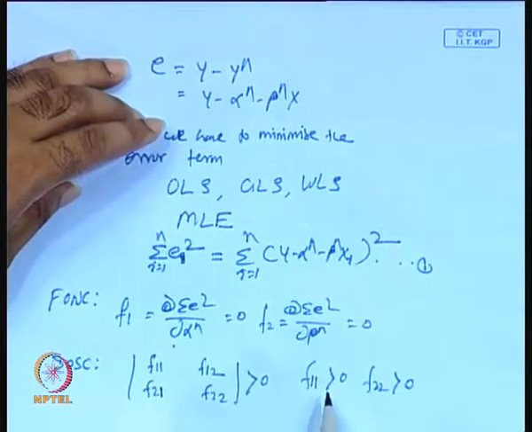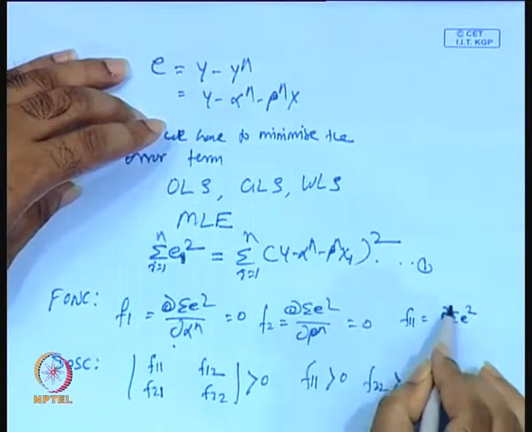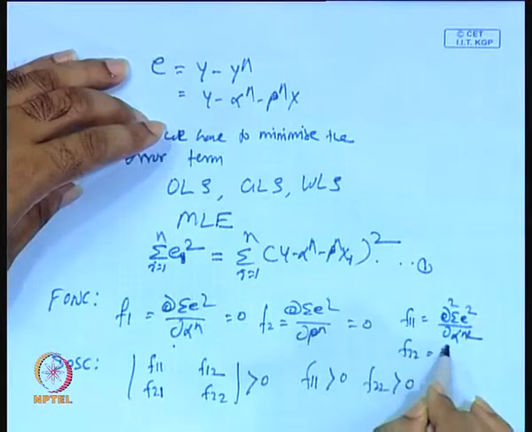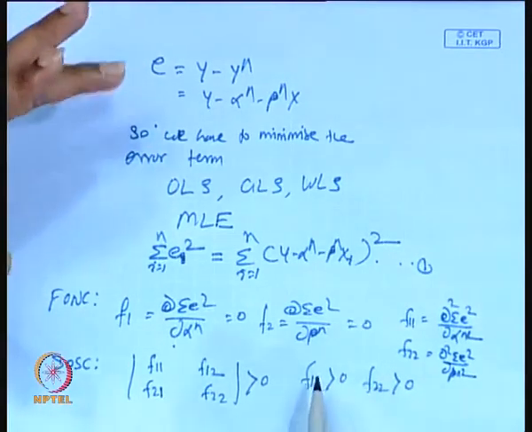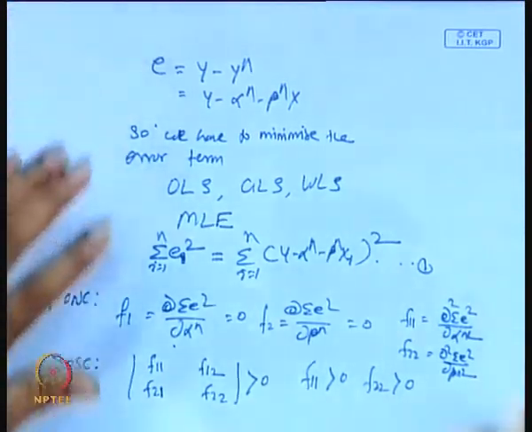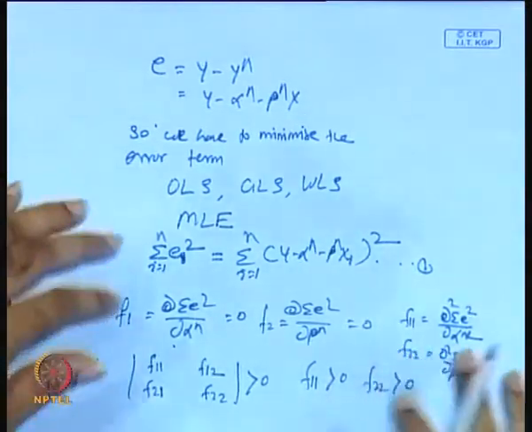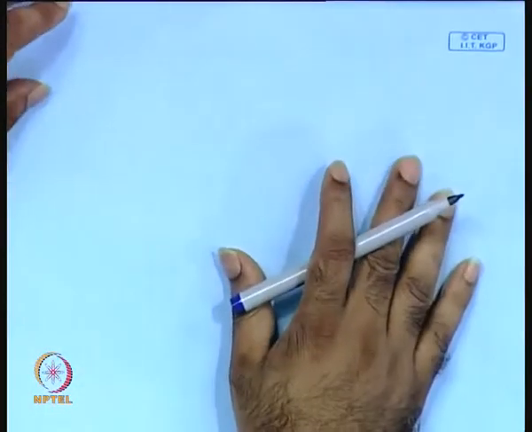So, what is f 1 1? f 1 1 is nothing but d square summation E square by d alpha hat squared. f 2 2 is d square summation E square by d beta hat squared. Like this, f 1 2 is d square summation E square by d alpha hat and d beta hat. We are not going to discuss the detail of this mathematical setup. We can get the answer through only the first order necessary conditions. We just have to minimize the sum of squares.